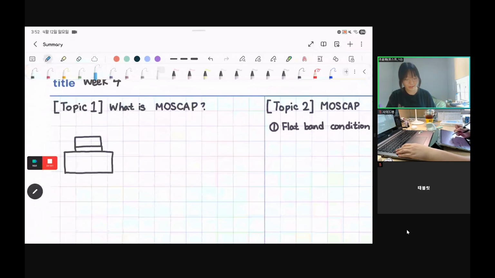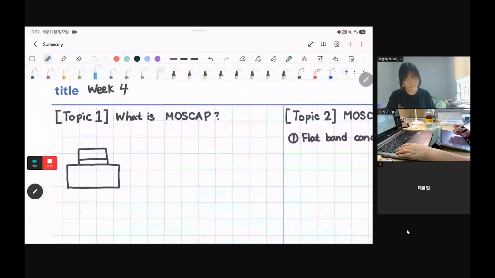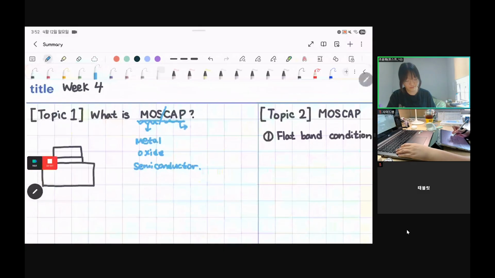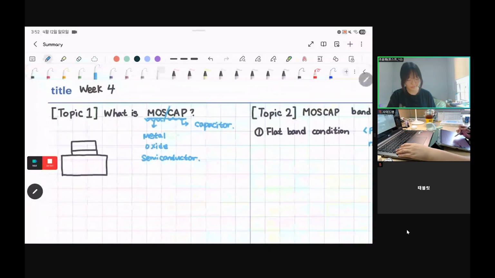The MOSCAP is first, MOS means metal, oxide, semiconductor. And the cap means capacitor. So the MOSCAP means the capacitor which has a metal oxide semiconductor structure.